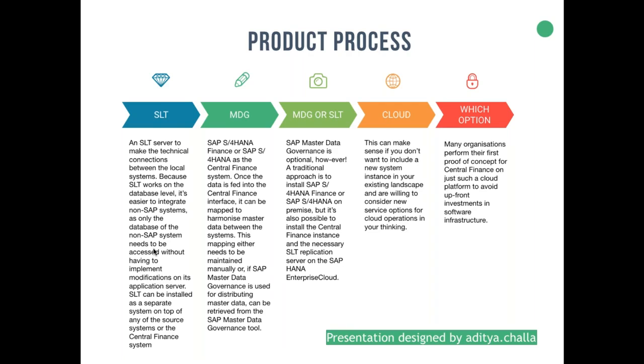So SAP S4 HANA Finance, as a central finance system, once the data is fed into the central finance interface, that means once the data comes into the central finance system, it can be mapped to harmonize master data between the systems. This mapping either needs to be maintained manually, or, if SAP master data governance is used for distributing master data, it can be retrieved from the SAP master data governance tool.